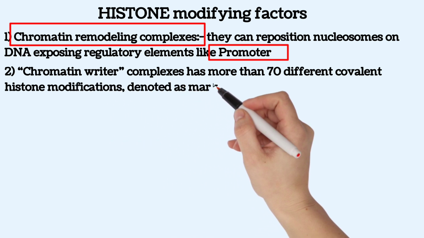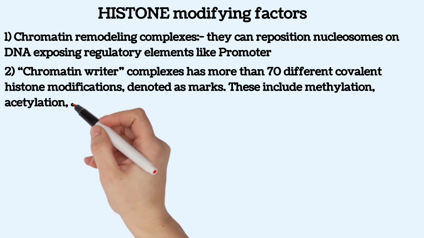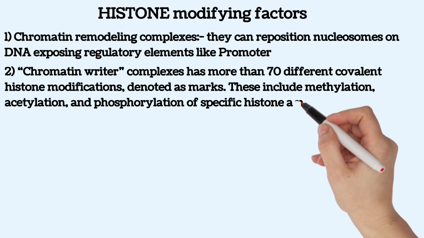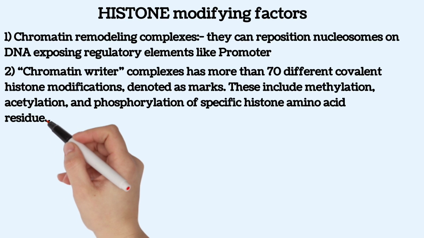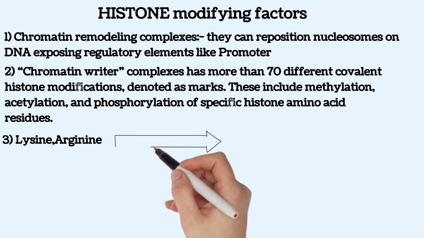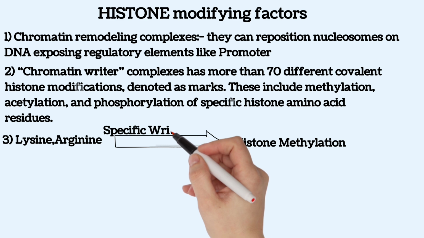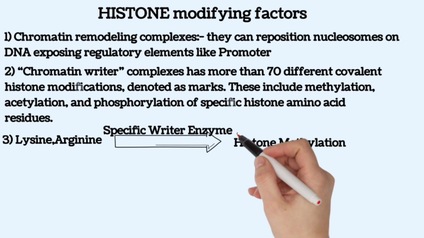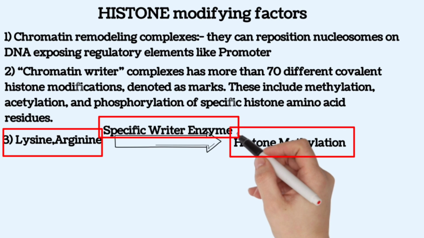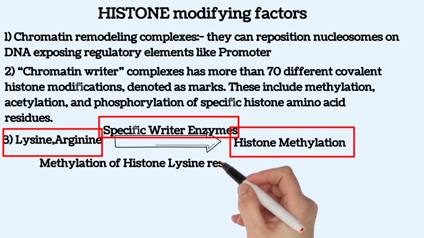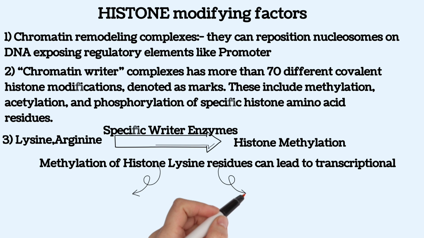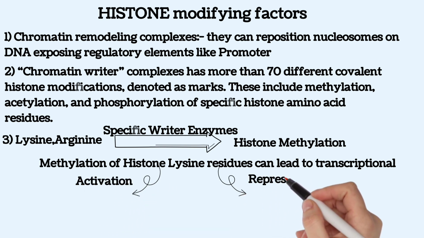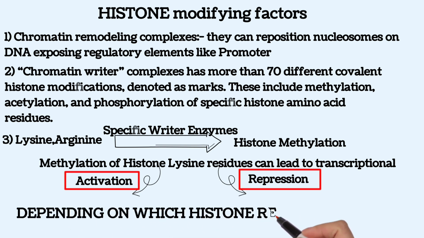Secondly, there are chromatin writers. Chromatin writer complexes have more than 70 different covalent histone modifications denoted as marks. These include methylation, acetylation and phosphorylation of specific histone amino acid residues. Amino acids such as lysine and arginine can undergo histone methylation by specific writer enzymes. Methylation of these histone lysine residues can lead to transcriptional activation or repression. Yes, it can lead to both, but it mainly depends upon which histone residue is marked.